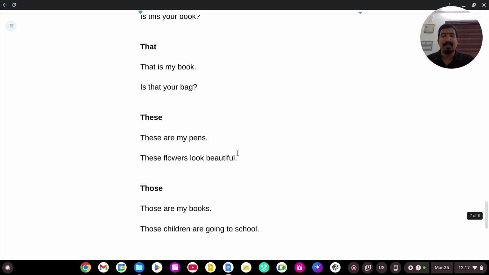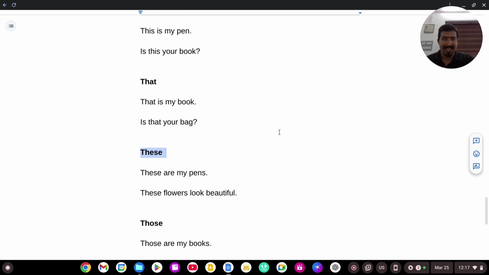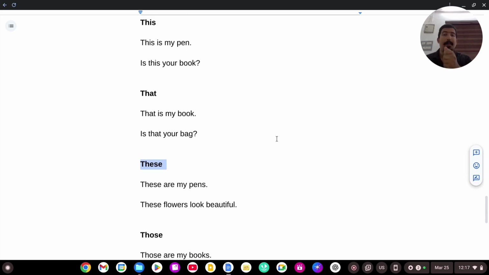Okay. And these are my pens. Remember, you need to compare. This is my pen. I have only one pen in my hand. This is my pen. These are my pens. When do you use these? You have more than one. Two pens or more. Anything which is two or more, you can say these. This is my pen, just one pen.